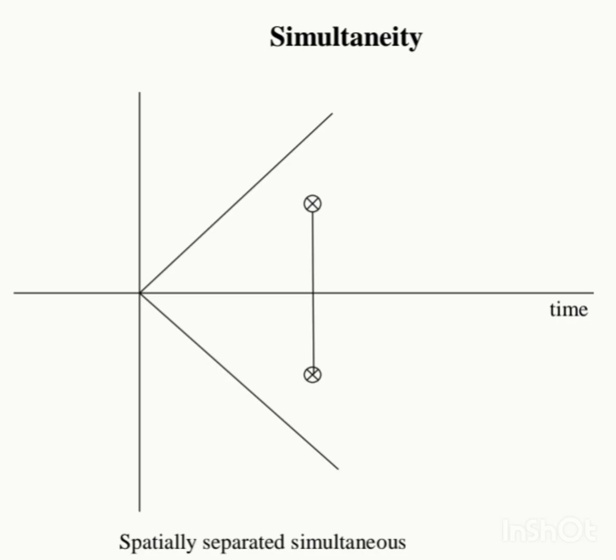Simultaneity. Two spatially separated events, the crosses in the figure, are simultaneous if they happen at the same time. That is, two spatially separated events are simultaneous to an observer if the straight line drawn through them is perpendicular to the time axis of that observer.